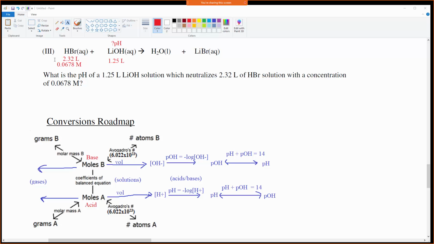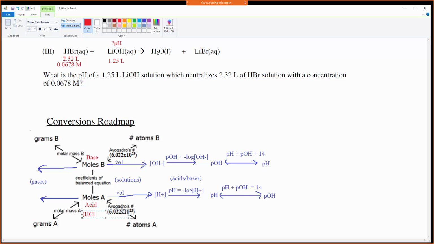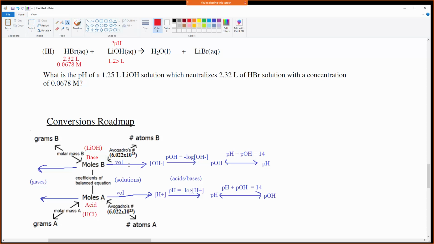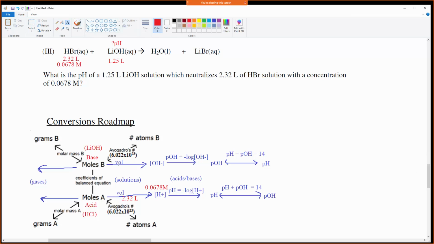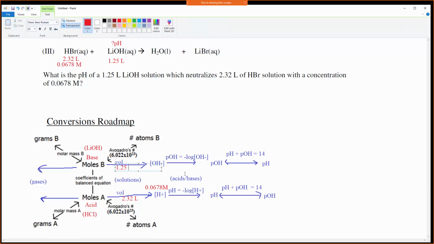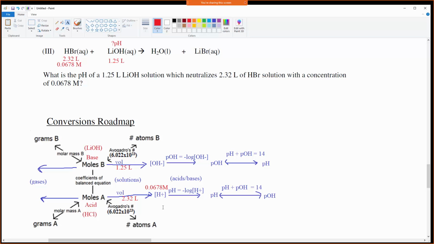Good, the HBr is your acid. It's got the hydrogen to donate. Your lithium hydroxide is the base. Okay, so just as a reminder, HCl is the acid. LiOH is the base. Okay. And they told us the volume of my HBr solution, it's 2.32 liters. And they told us the concentration, that's 0.0678 molarity. Okay. And they gave me the volume of the base, which is 1.25 liters. And they want the pH of the base.